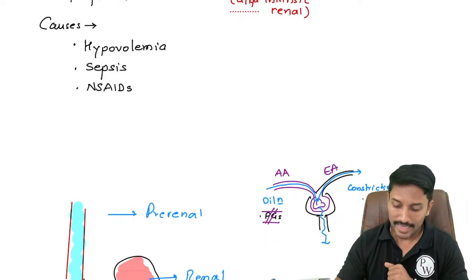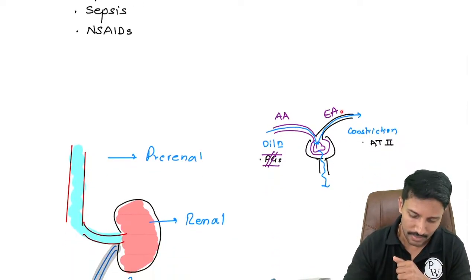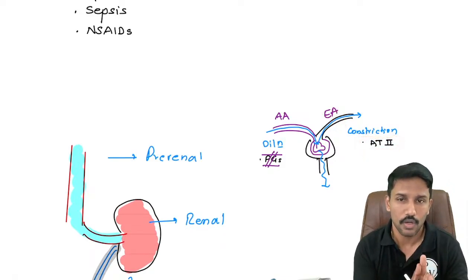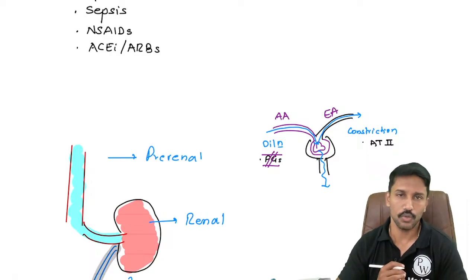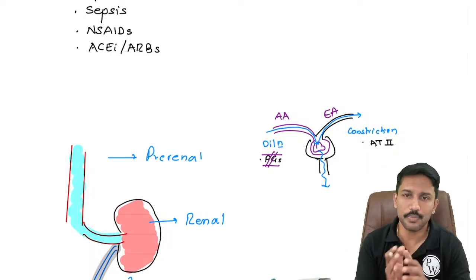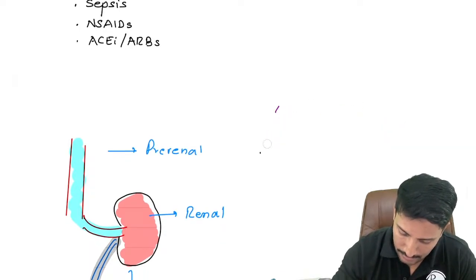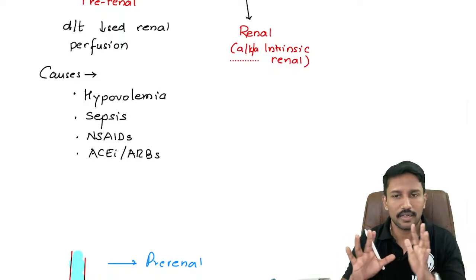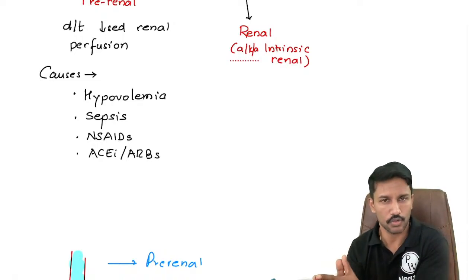Okay. ACE inhibitors can also cause pre-renal acute kidney injury because ACE inhibitors dilate the efferent arteriole by reducing the angiotensin 2 production. So ACE inhibitors and ARBs are also known to cause it. Right? So these are the common causes for pre-renal acute kidney injury. Pre-renal is simple. Anything that reduces the blood flow to the kidney, right? Hypotension, hypovolemia, sepsis, drugs, they can cause it.